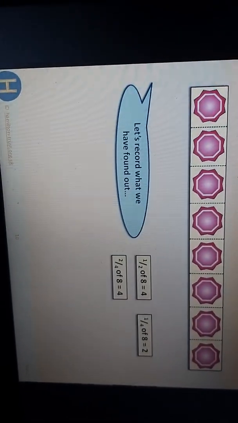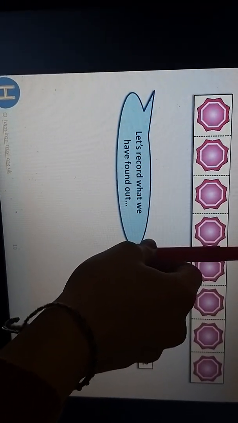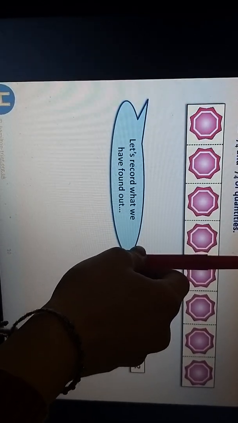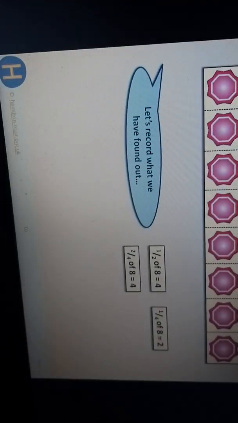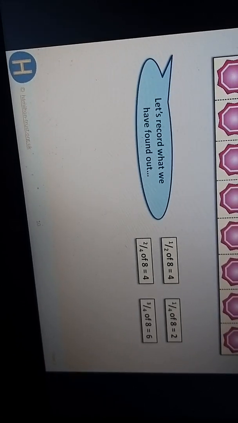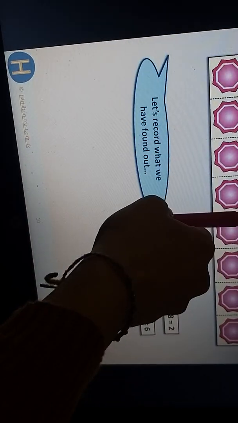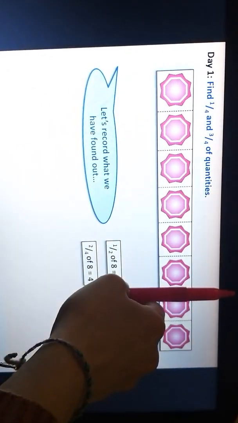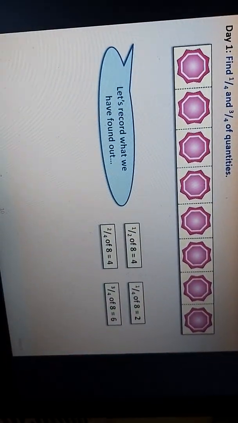2/4 of 8 equals 4, because 2/4 is 2 lots of the quarter, which again is 4, as you can see, equivalent to a half. And 3/4 of 8, that's 1/4, that's 2/4, that's 3/4. 3/4 is 1, 2, 3, 4, 5, 6. 3/4 is 6.